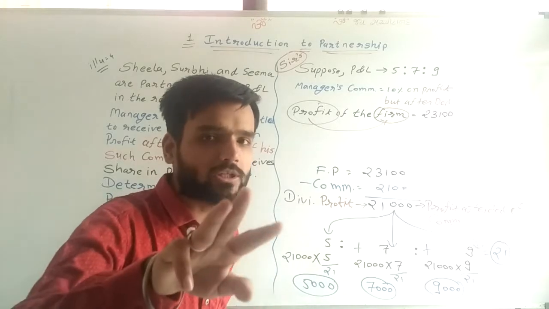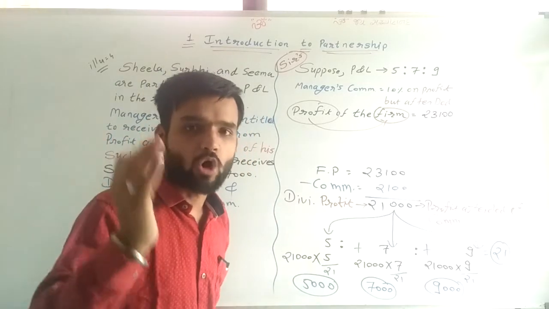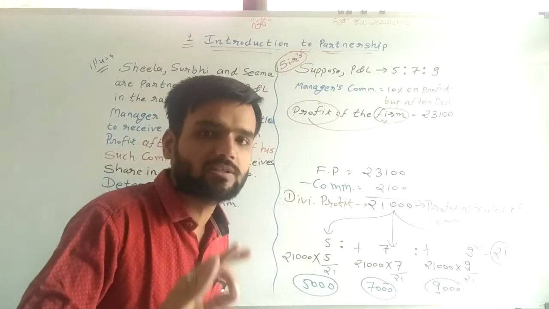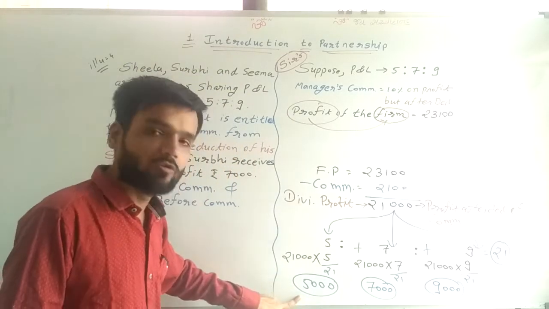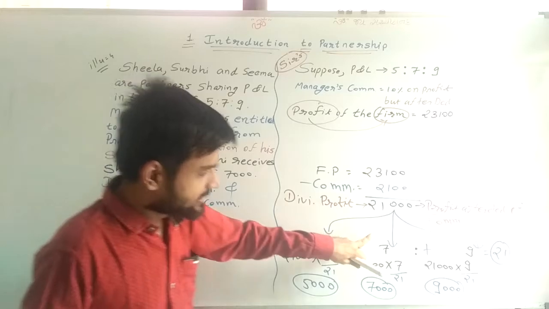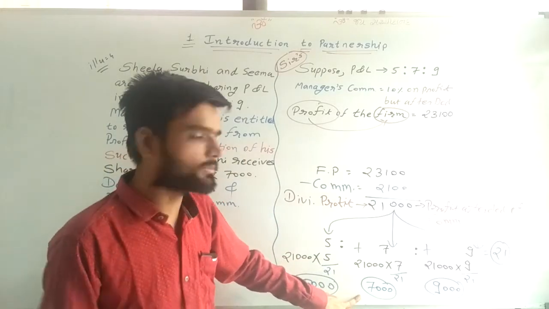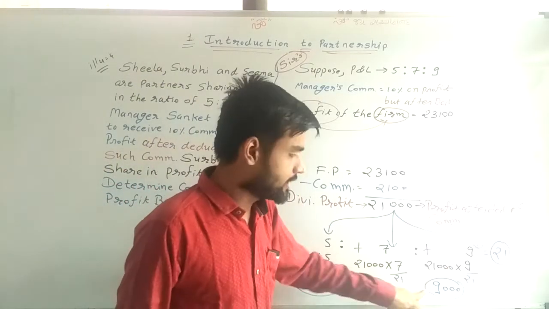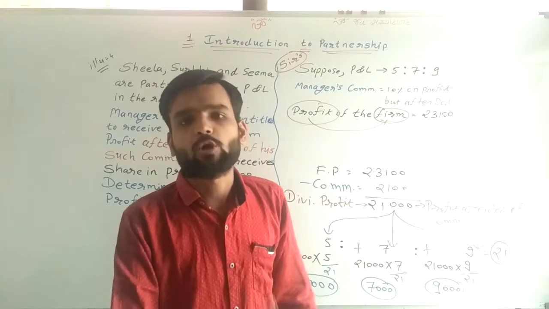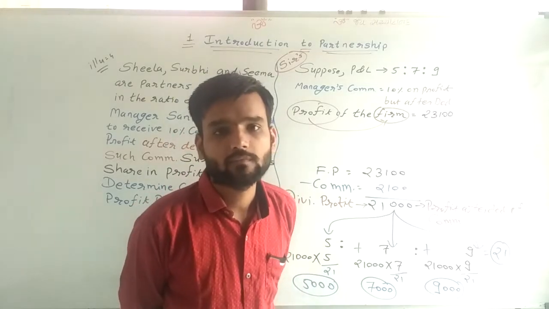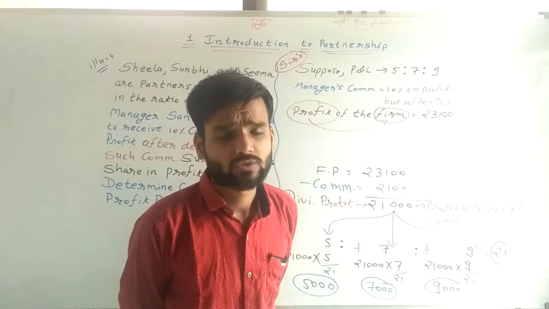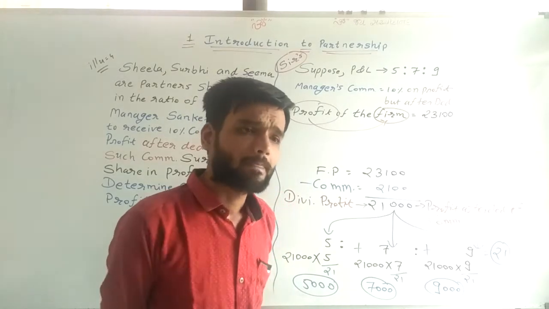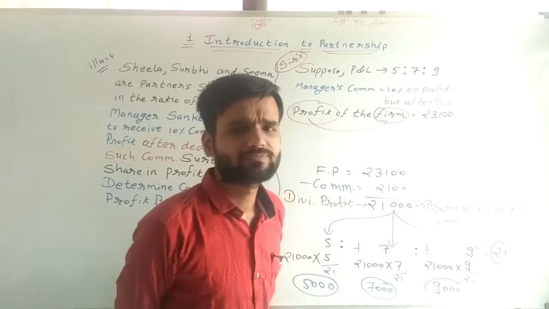Now my third question's answer is also clear. What amount of profit is received by which partner? The first partner received 5,000 from the profit. The second partner received 7,000 from the profit. The third partner received 9,000 from the profit. Now, a very important thing. My third answer is completed.